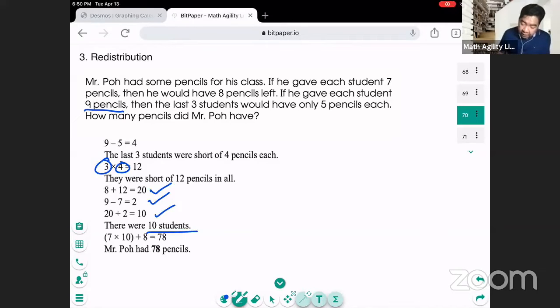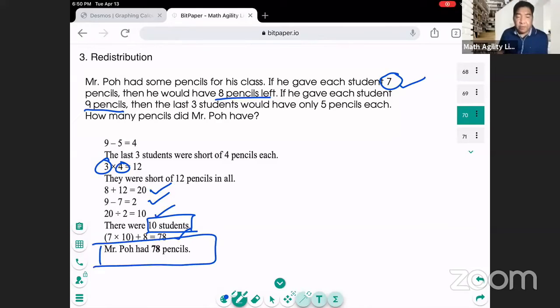So for the first part of the second sentence, it says there's 7, right? 7 students would get 7 pencils. So 7 times 10 from the students we computed here. And then the 8 pencils that was left, right? So 7 times 10 plus 8 equals 78. So Mr. Po had 78 pencils initially.